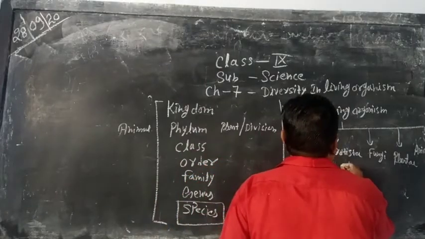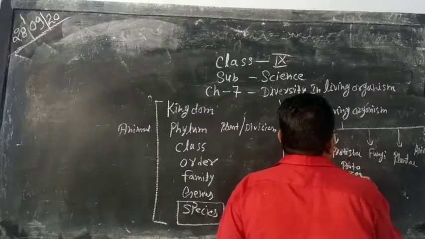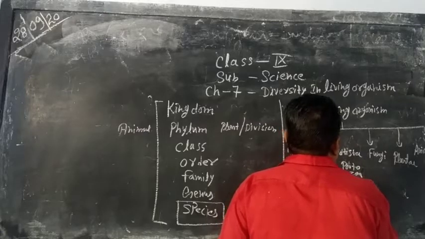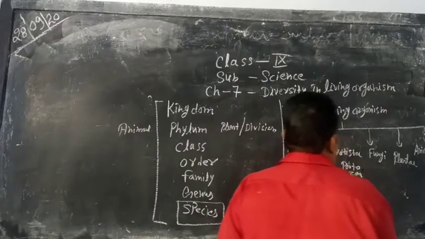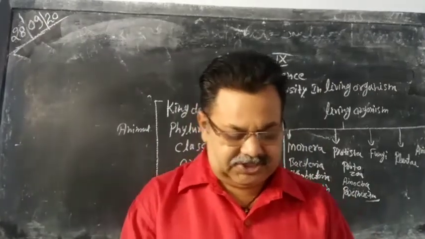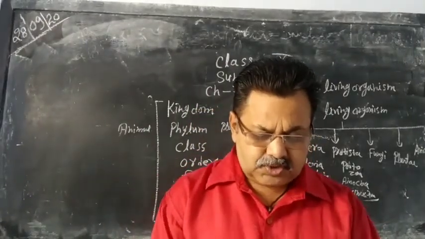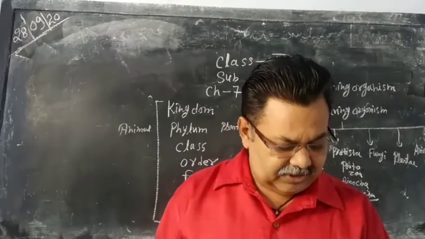So in Protista, protozoans such as amoeba and paramecium are examples of this type of organism. So these are the two groups, Monera and Protista.